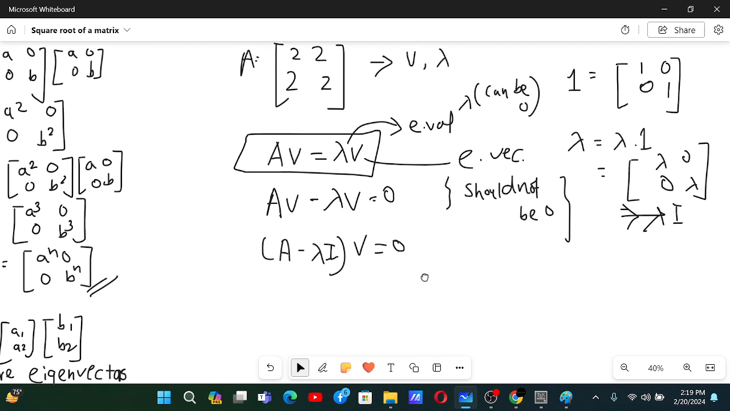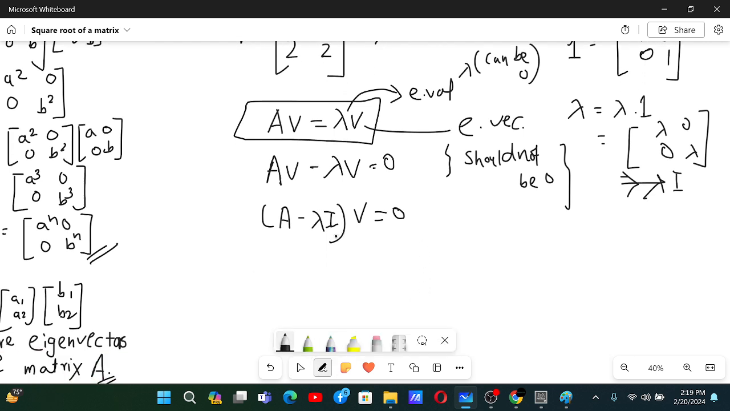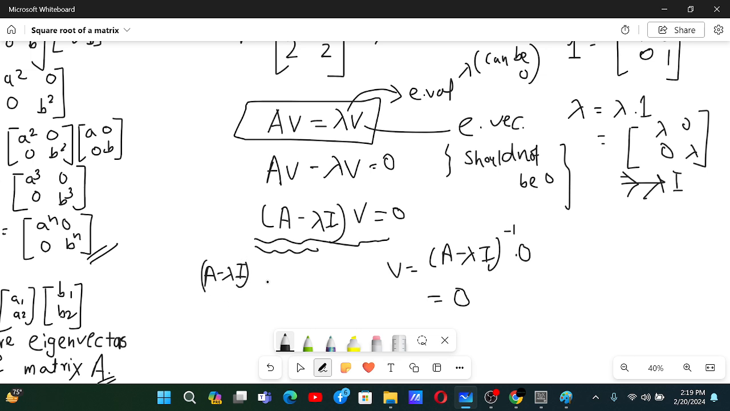And now we have reached this equation. In this equation, if A minus lambda I has an inverse, we can write v equals (A minus lambda I) inverse times 0. But multiplying by 0, this will just be 0. This contradicts our assumption, because we are saying that v should not be 0 and we got v to be 0. So what this equation implies is that A minus lambda I does not have an inverse.